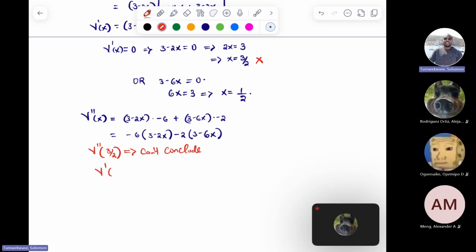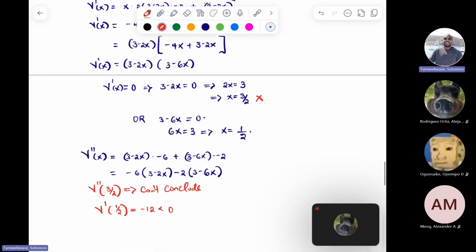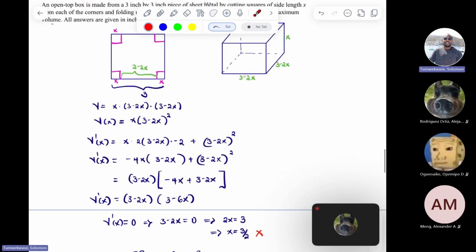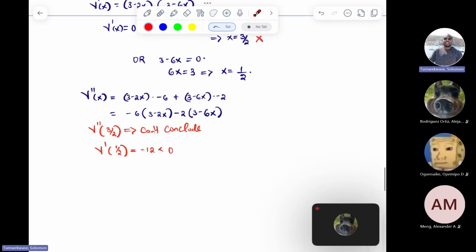But when we have this guy here, this is the same as minus 12, and you see this is less than 0, and we said when the second derivative at a certain critical point is less than 0, then we have a maximum. So therefore we can conclude that our value of x that maximizes the volume is x equal to 1/2.